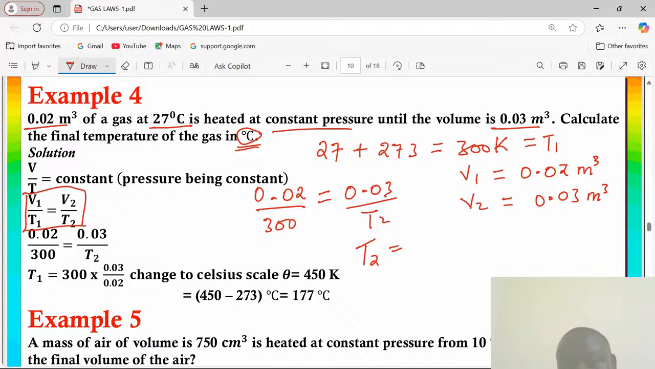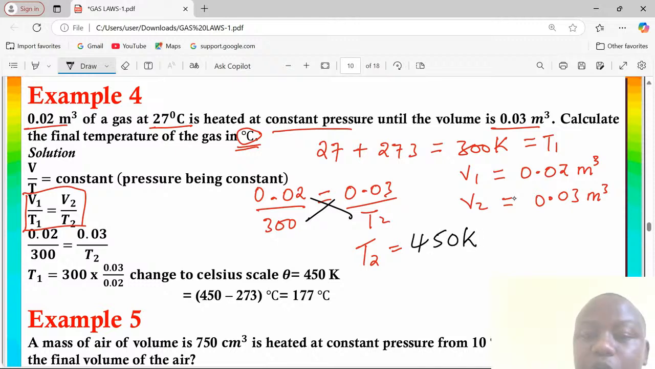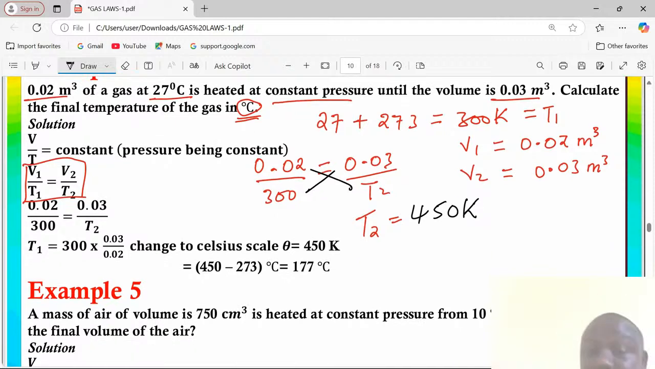So we can do a cross multiplication, let me show you what I mean. We are talking of 0.02 T2 equals 300 multiplied by 0.03. Then for you to remain with T2, we have to divide through by 0.02. Therefore, we need to take 300 multiplied by 0.03, then we divide by 0.02. This is going to be 450 Kelvin. That is how we are supposed to compute the calculation using the Kelvin scale.